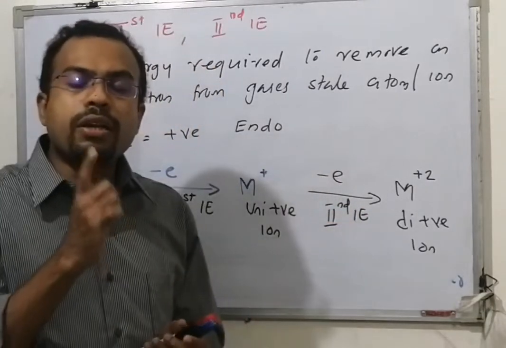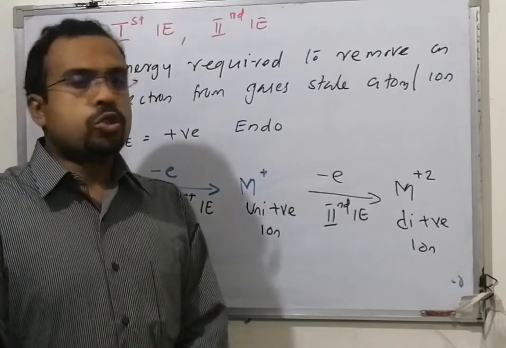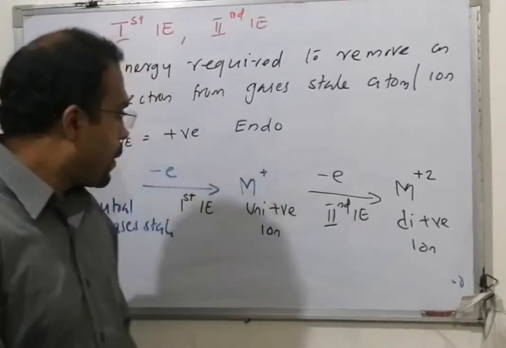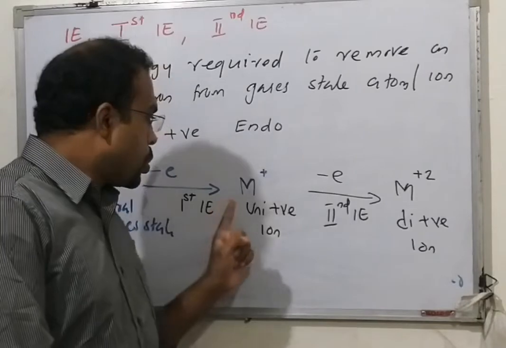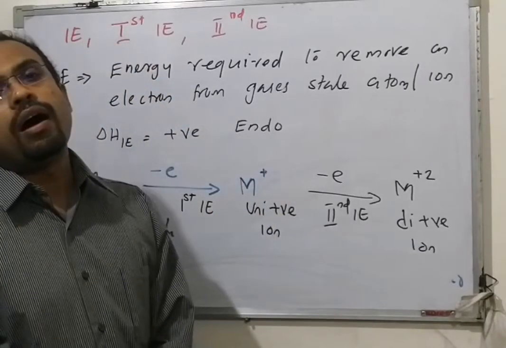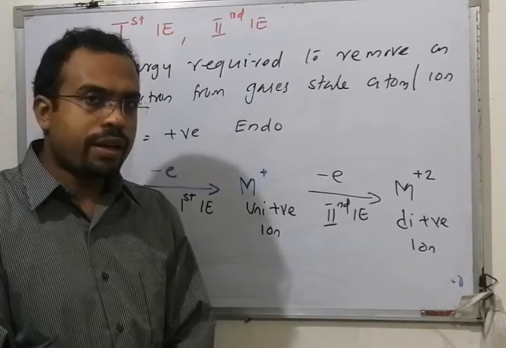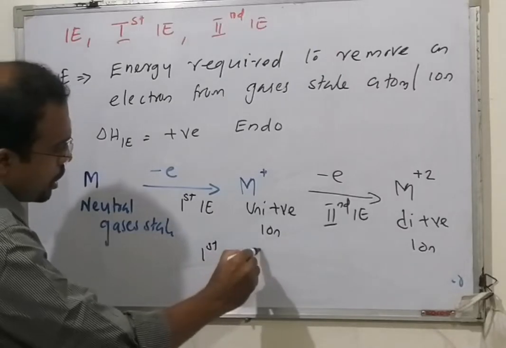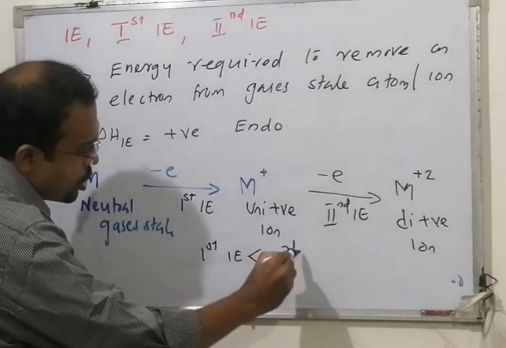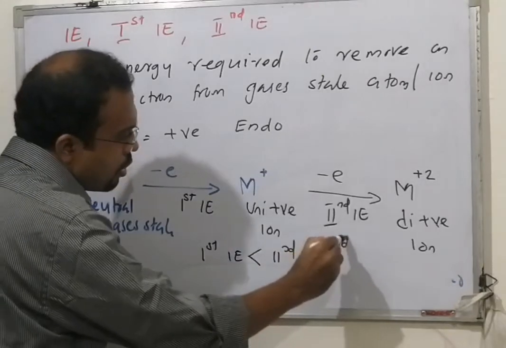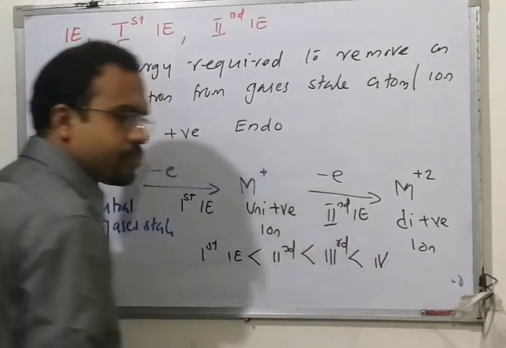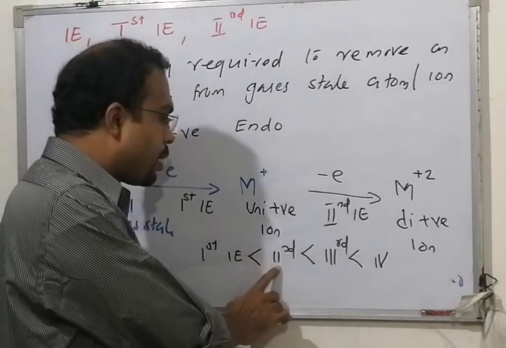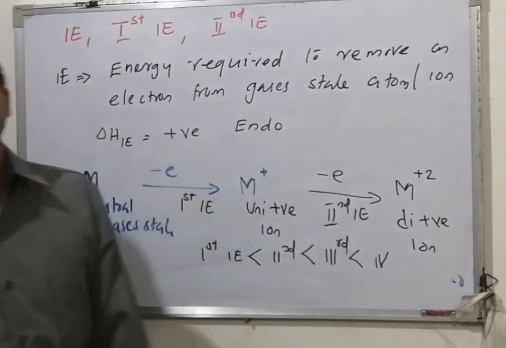Second ionization energy is the energy required to remove an electron from a gaseous unipositive ion. Agree? Therefore, obviously, first ionization energy is smaller than second ionization energy, which is smaller than third, which is smaller than fourth. In any case, whatever the elements, first is smaller than second, smaller than third, smaller than fourth.